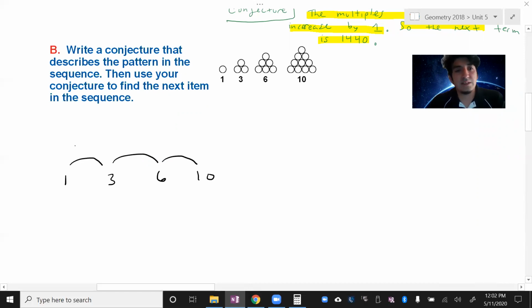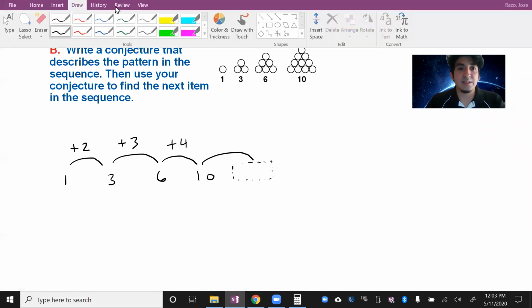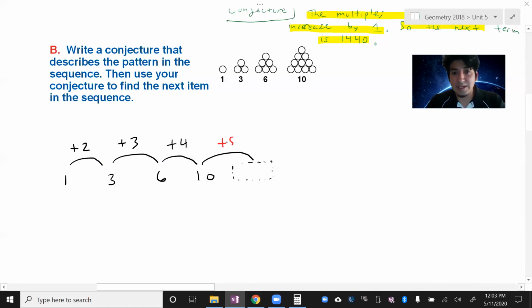So let's go with +2, +3, +4. Oh man, so that means the next one could probably be +5. Let's use a different color for that one. So you probably end up getting a +5 here, and then you probably get 15. Okay. So now this is the next term. That's the answer we're looking for. So that's my next term. Oh, next item.